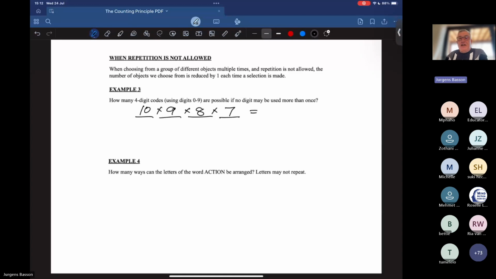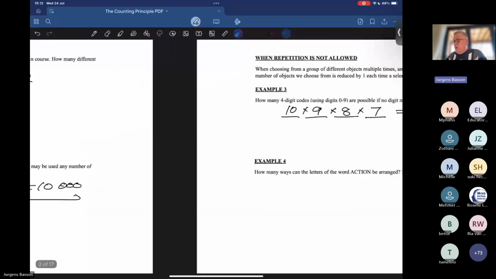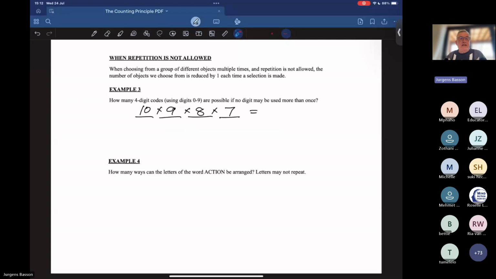So it's pretty straightforward. So why I did these questions, and you notice I kept them the same, is so that they can just see the difference between when repetition is allowed, like here, and when repetition is not allowed, like in this one. So in the next example, it's still that there's no repetition.